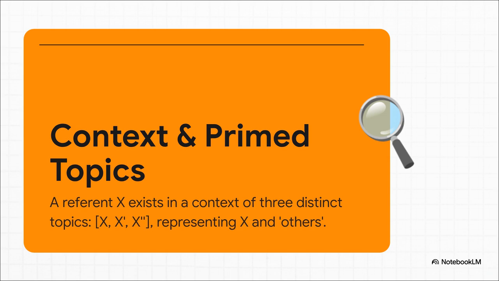Now, here's where things get really innovative. The framework introduces this idea of a context. It says that anytime you mention a topic, let's call it X, you automatically bring two other things into the conversation, X prime and X double prime. These are basically the contextually relevant alternatives to X. This is the mechanism that's going to let us calculate all those tricky, exhaustive, and contrastive meanings.